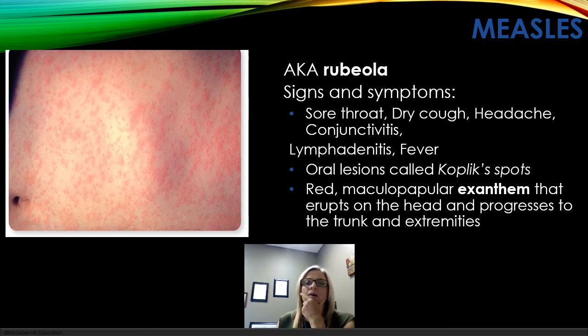So, rubella. Human beings are the only reservoir. The signs and symptoms are going to be a sore throat, dry cough, headache, conjunctivitis, and of course, this red maculopapular rash, okay? And so you can also have secondary infections of otitis media, which is an ear infection, sinusitis, subacute sclerosing panencephalitis can occur, SSPE, all right? So that's a serious secondary infection there that we really need to pay attention to, okay? You can also have these little spots in your mouth called Koplik's spots, okay? And so that's another thing to look for.